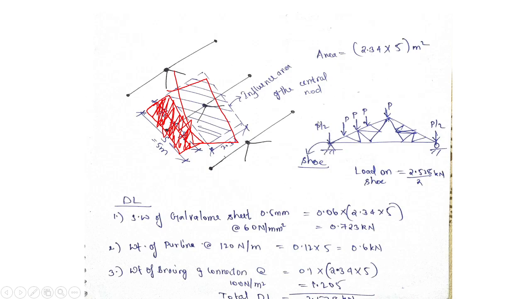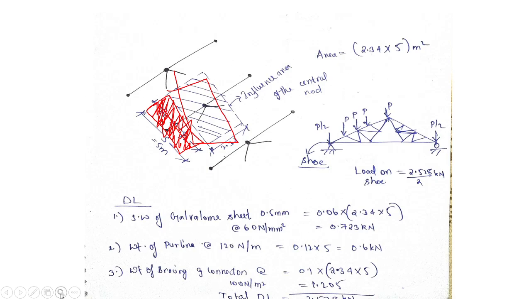The load will be P at each central node. For dead load and live load, the ridge node will be P, but for wind load it will be P by 2, P by 2 from this part and P by 2 from this part. Since for dead load and live load this part is symmetrical and this part is also symmetrical, we consider it to be P, but at the end shoes it will be P by 2. Now let's come to the dead load calculation.